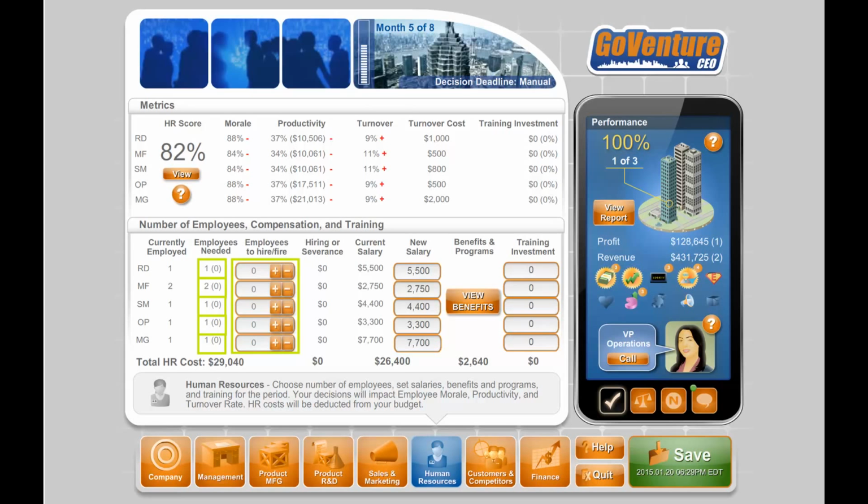For example, if you decide to manufacture many more products this period than in the previous period, you may need to hire more manufacturing employees to do so. If you reduce your sales and marketing investment this period as compared to last period, then you may need fewer employees. You can keep more employees than you need, but you can never have fewer than the number shown here. Each time you add or lay off an employee, you may be charged a hiring or severance cost, as shown here.